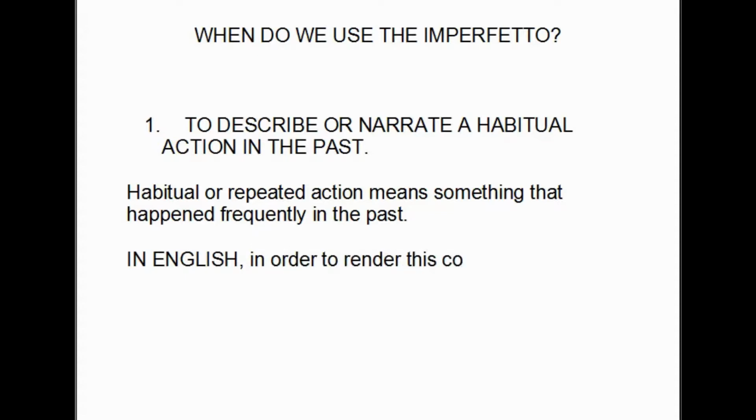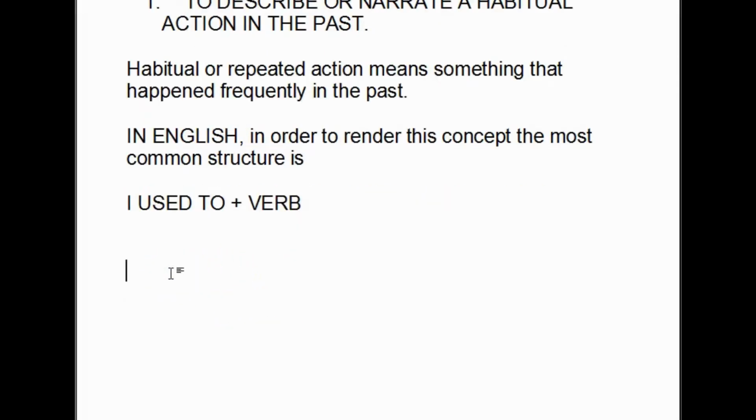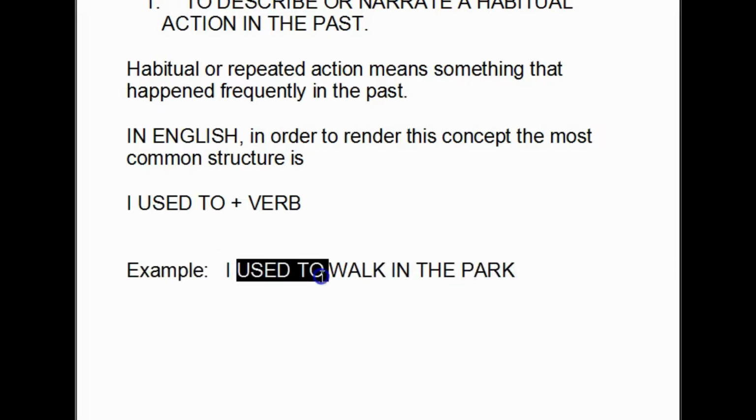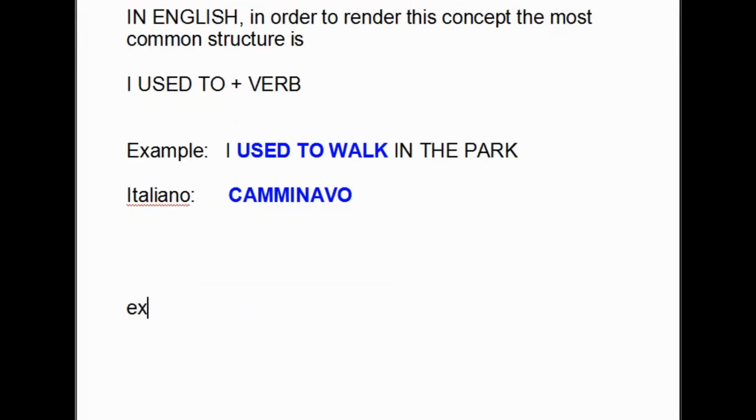In English, the most common way to express that concept is the construction I used to, followed by an infinitive. I used to walk, I used to eat, I used to study, I used to think. Here I'm using the example, I used to walk in the park. In Italiano it will be io camminavo nel parco.